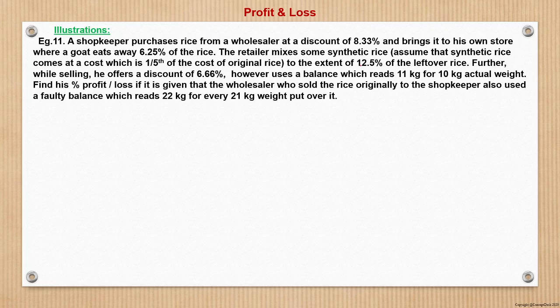Now here in the previous question, the synthetic rice was free of cost. Here it has a cost, to the extent of 12.5% of the leftover rice. Further, while selling, he offers a discount of 6.66% on the MRP. However, he uses a balance which reads 11 kg for 10 kg actual weight. Find his percentage profit or loss if it is given that the wholesaler who sold rice originally to the shopkeeper also used a faulty balance which reads 22 kg for every 21 kg weight put over it.